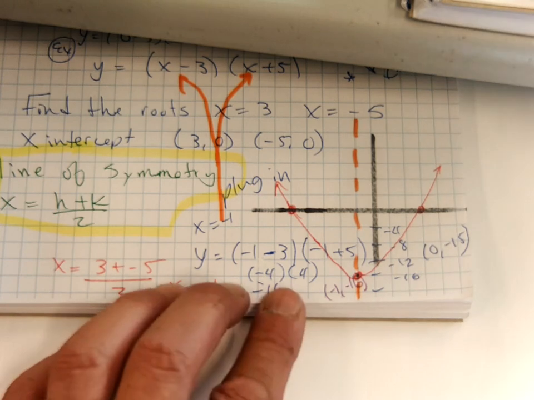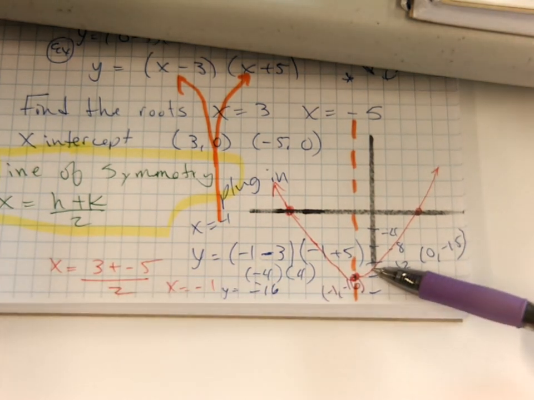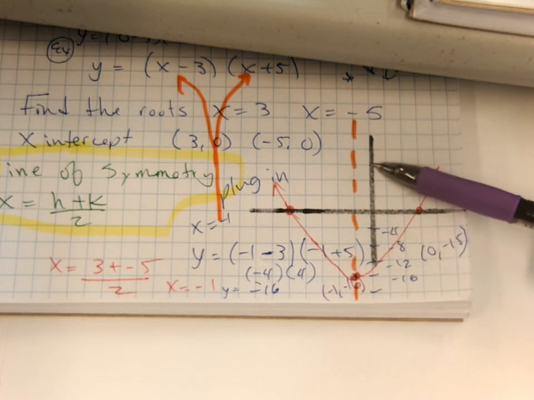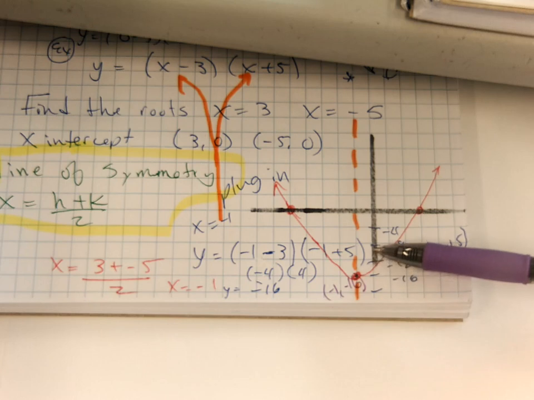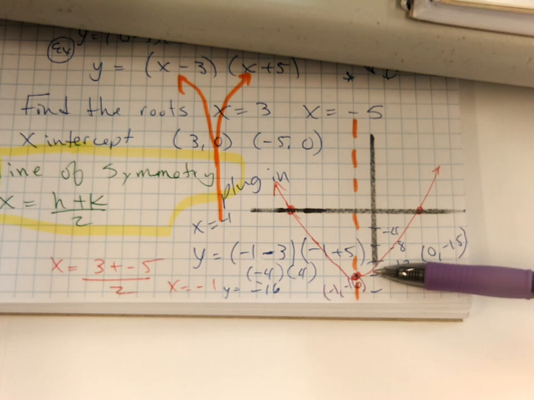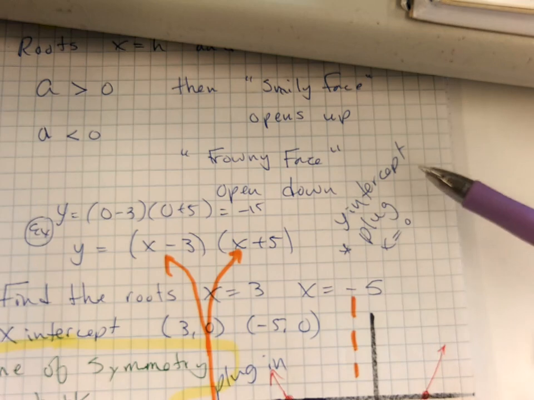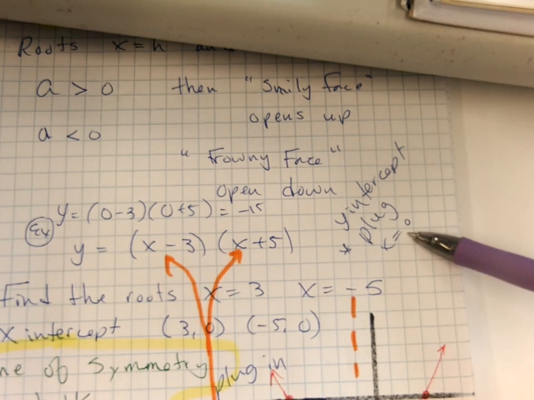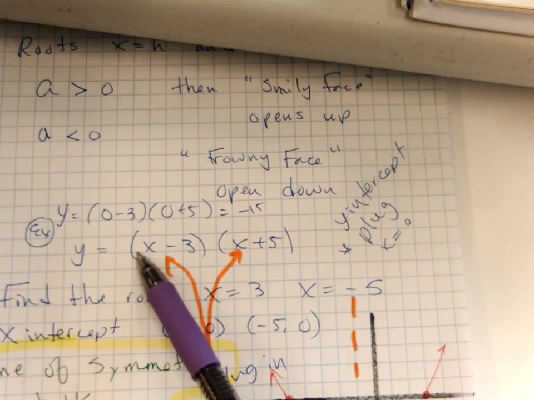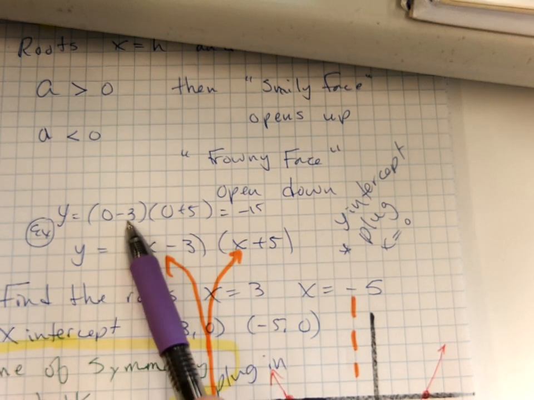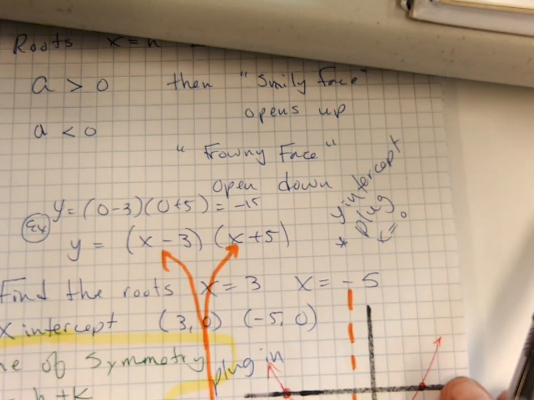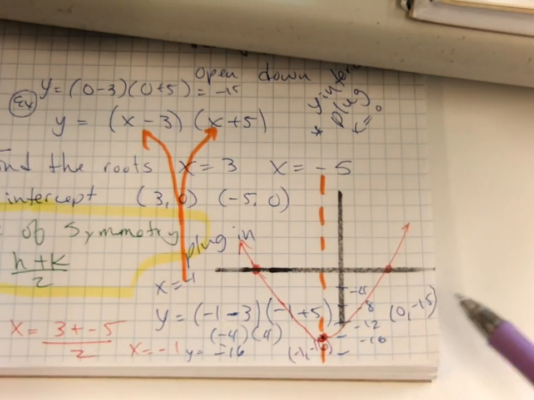Okay. So now I have my line of symmetry. Now what about the y-intercept? Along the y-axis, the value of x is 0. So if I want to find the y-intercept, I plug 0 in for x. I did that. 0 minus 3, 0 plus 5, I get a negative 15. So my y-intercept has to be at 0, negative 15.